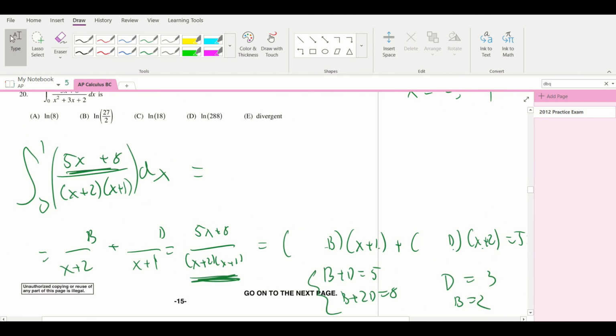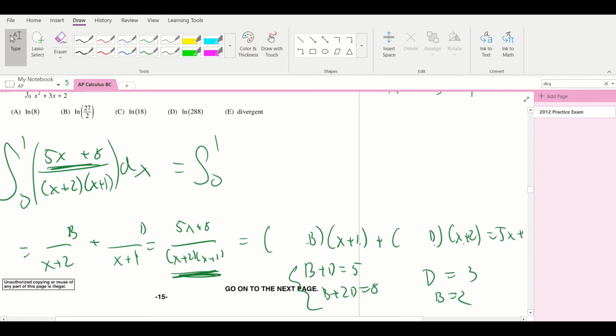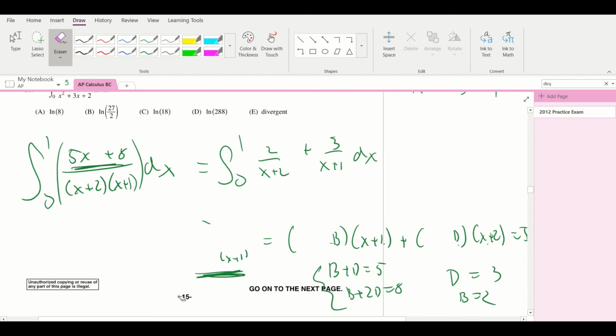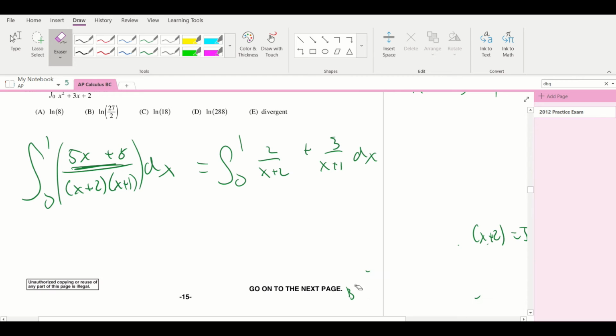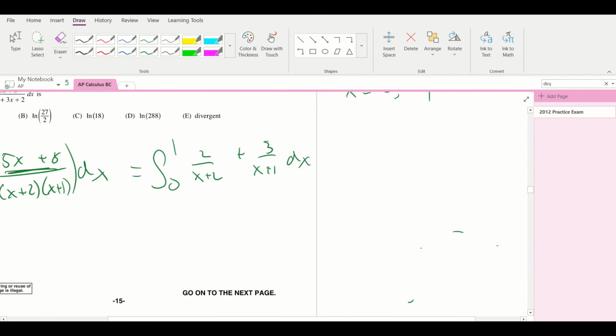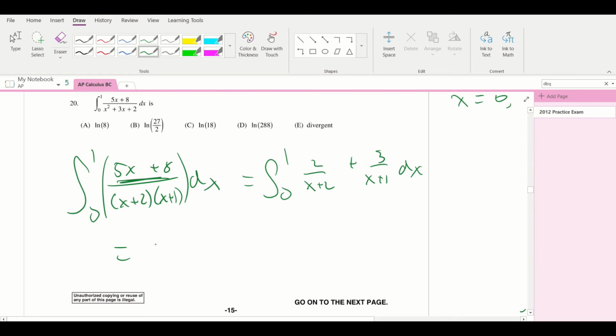So this is equal to the integral from 0 to 1 of 2 over x plus 2 plus 3 over x plus 1 dx. So just erase. Right, so since it's from 0 to 1, the natural log, it doesn't really matter that it's absolute value. So it's 2 times the natural log of x plus 2 plus 3 times the natural log of x plus 1, from 0 to 1.